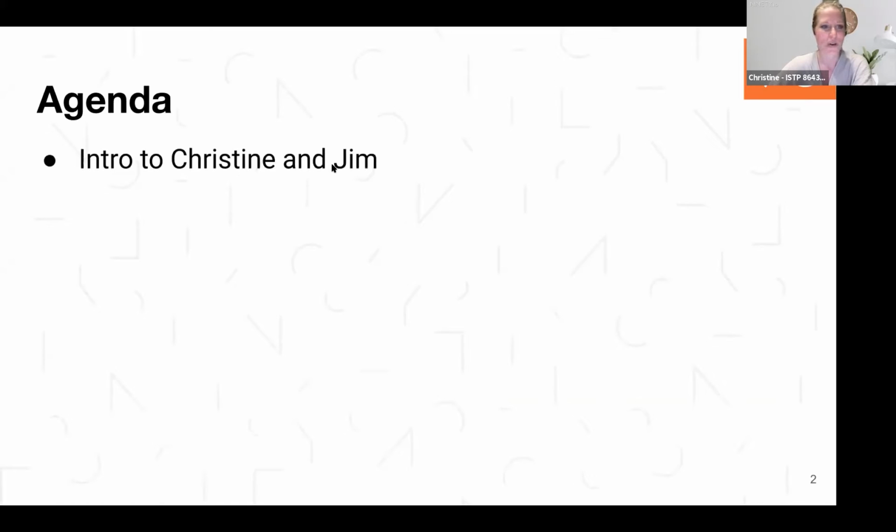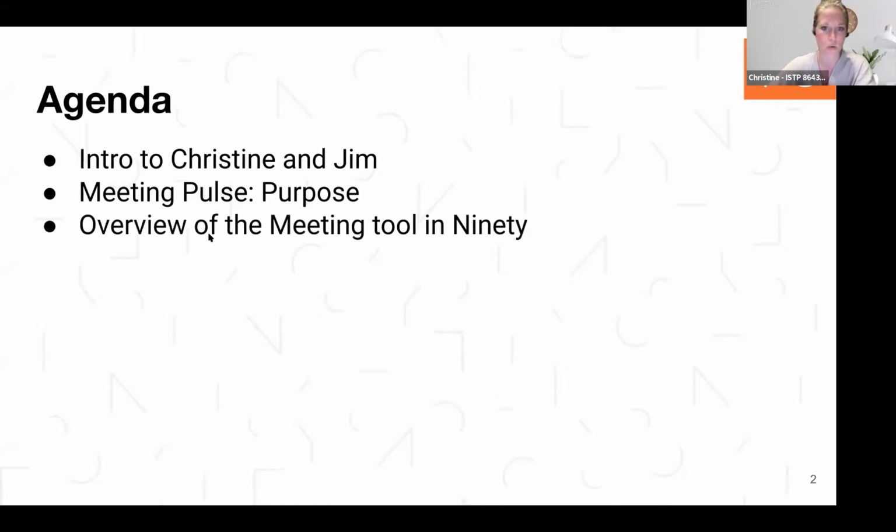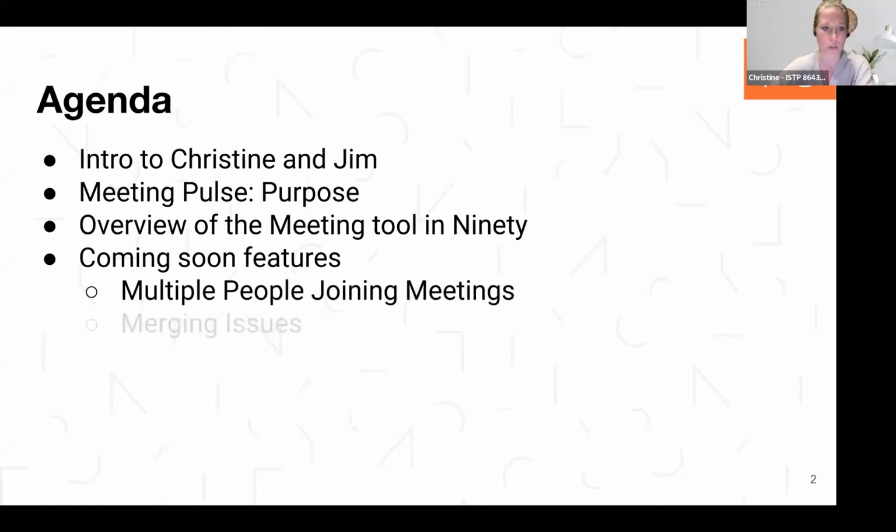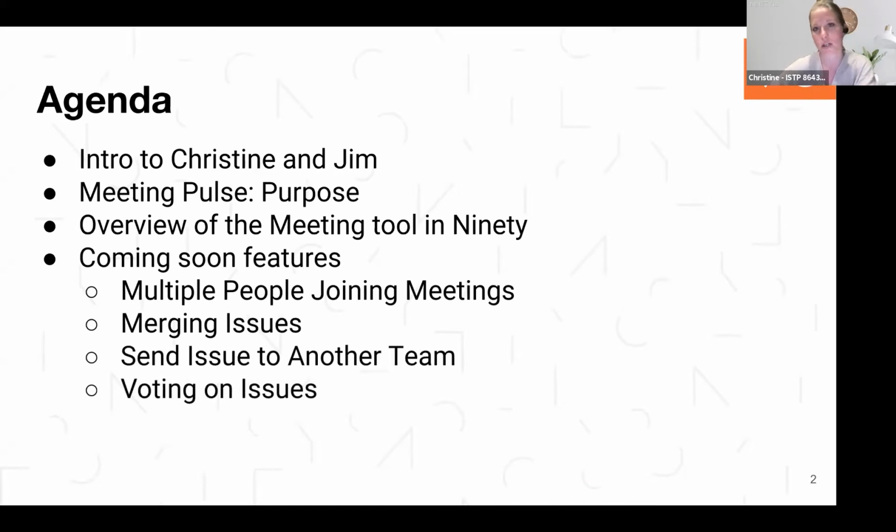Hopefully you guys know us, but we'll do a quick intro to myself and Jim here in a minute. We're going to go through really what the meeting pulse is, jumping into the overview of the quarterly meetings within 90. And then we'll also talk about some coming soon features today. So things like multiple people joining a meeting, merging two issues, and then voting on issues as well. A couple of those we covered in our last weekly meeting session. I can give you guys a quick update on where those are. And then we'll finish up with a quick IDS.